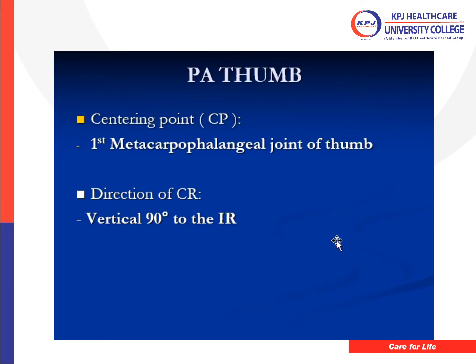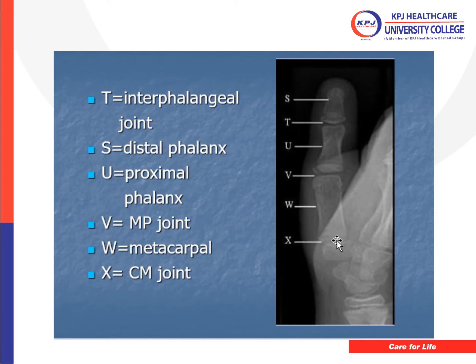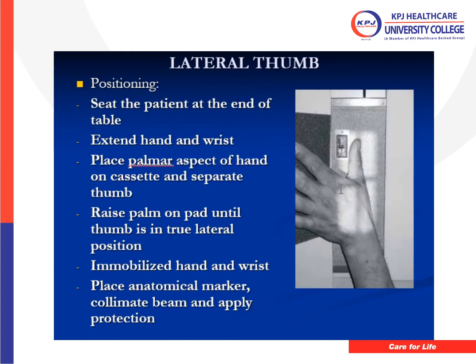Centering point, first metacarpal phalangeal, MCP. It's supposed to be here at the beginning, metacarpophalangeal joint. Alright, go straight away to the lateral thumb. Okay, this is the pathology, same thing, lateral thumb.